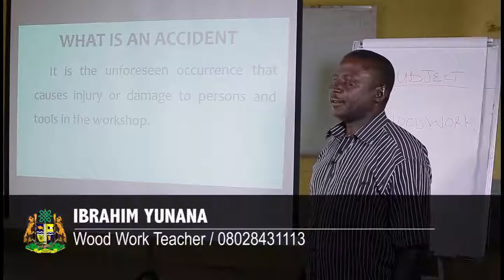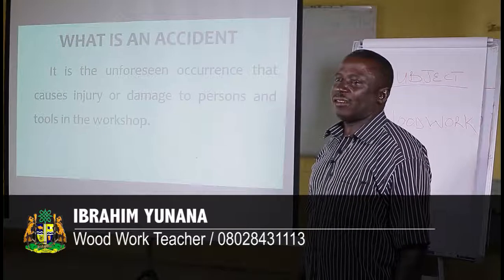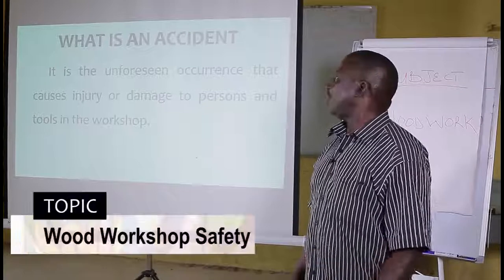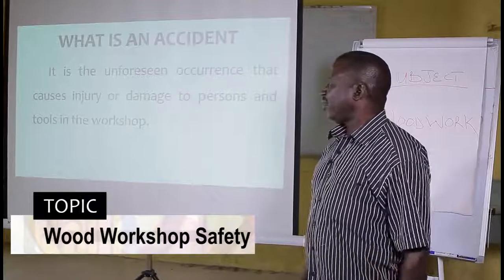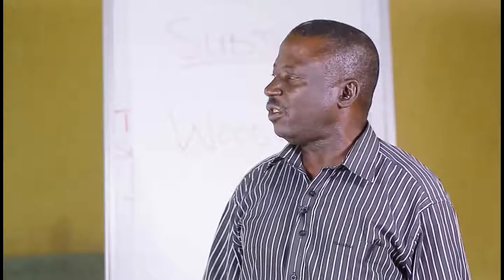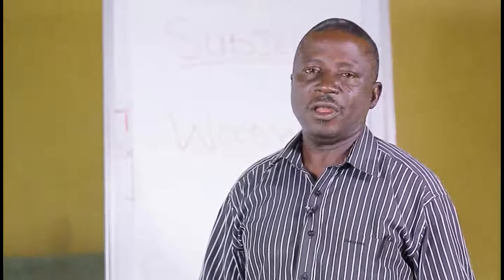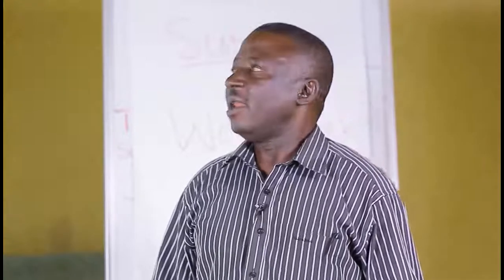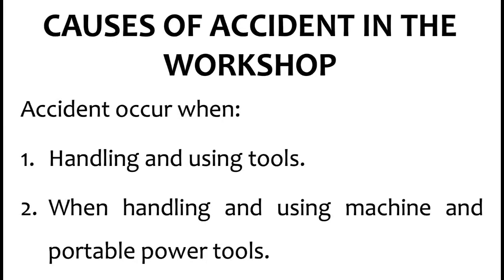It is an unforeseen occurrence that causes injury to the persons, that is the people that are working in the workshop, and then to the tools in the workshop. Now, let us see what causes accident in the wood workshop. Accident in the wood workshop occur when, one, handling and using tools.